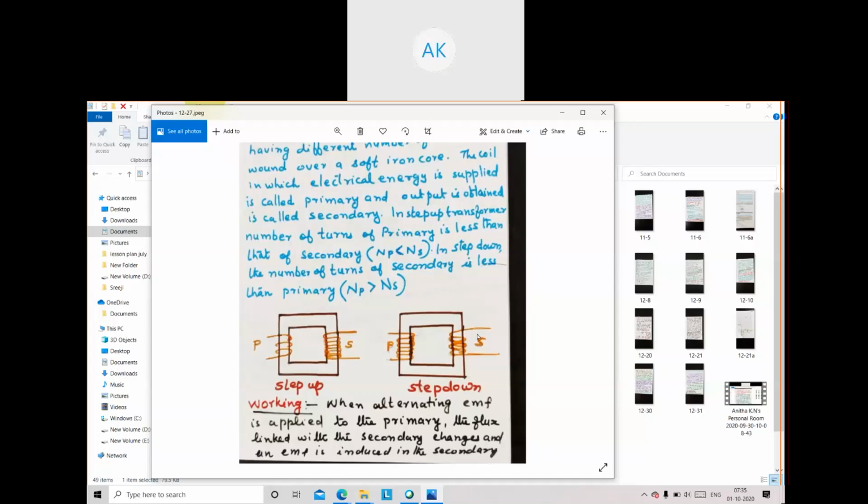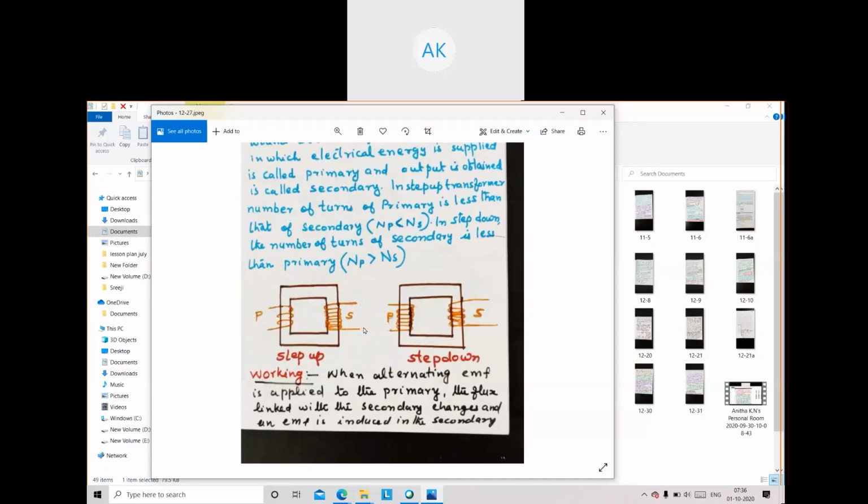If we want to step down, the number of turns in the secondary must be less than the number of turns in the primary. Step down, fewer turns in the secondary. Step up, more turns in the secondary. That is how we have to choose the number of turns.